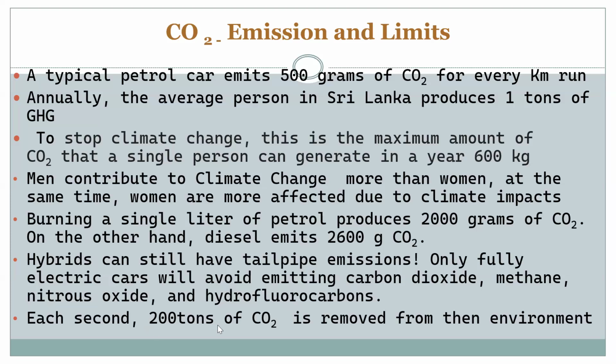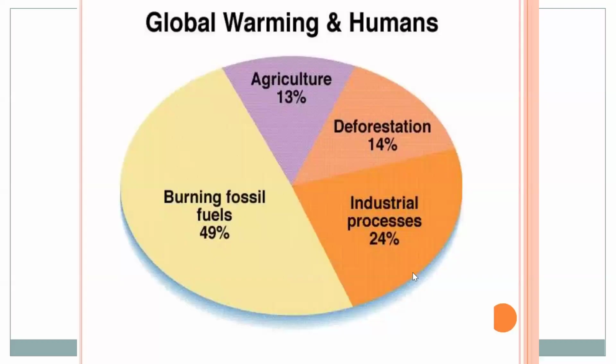Each second, 200 tons of CO2 is removed from the environment. That is by the forest and other natural phenomena. But we produce more than 200 tons through human activities. You understand the last bullet, each second. No, it is a mistake here. The environment.